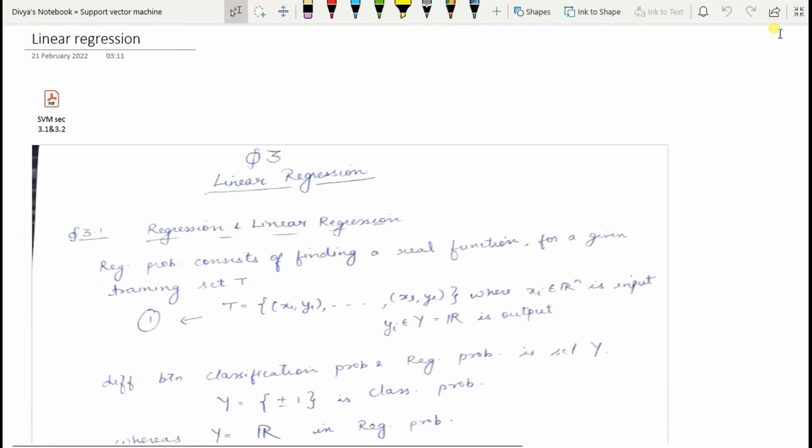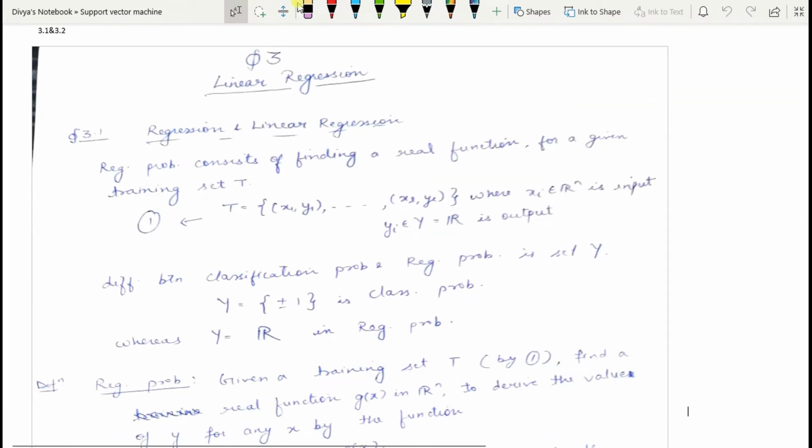In chapter 3 now, which is linear regression. So what is a regression problem? First thing is, in the second chapter what we did was linear classification. We introduced the classification problems. Similarly, we'll be dealing with linear regression.